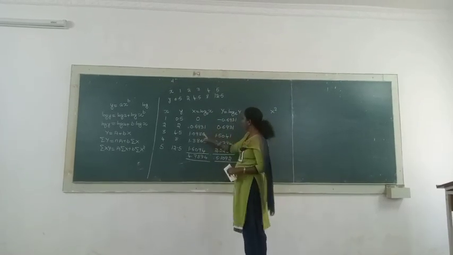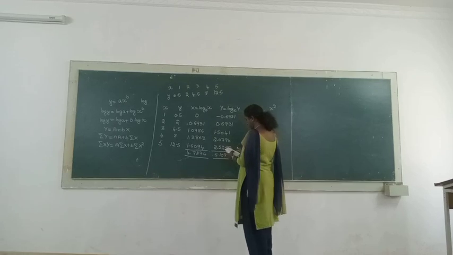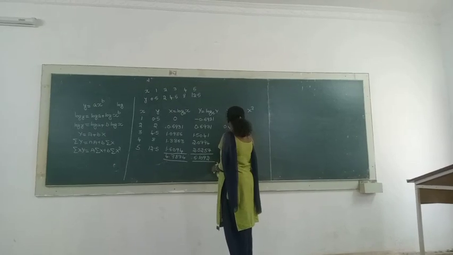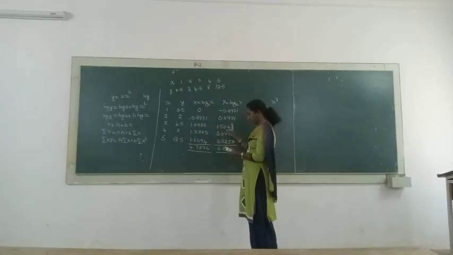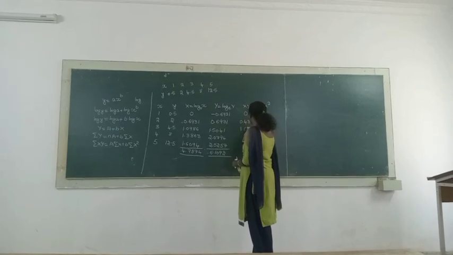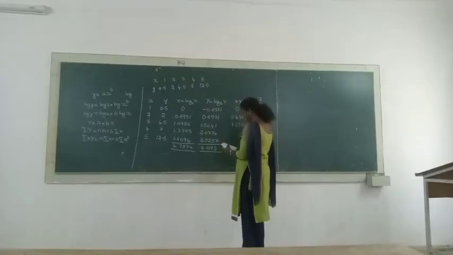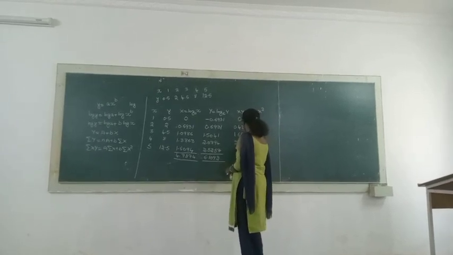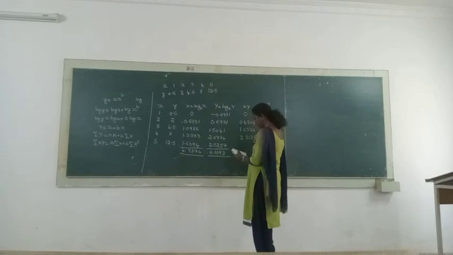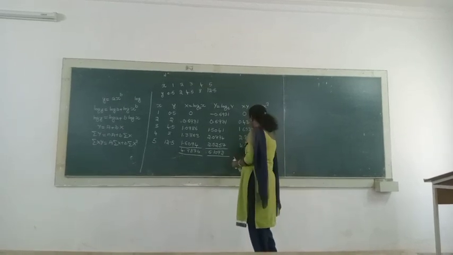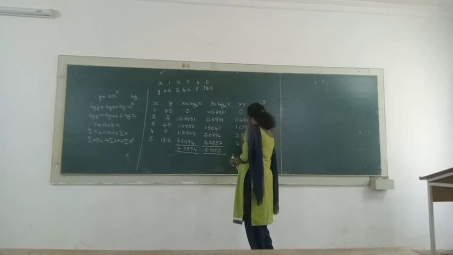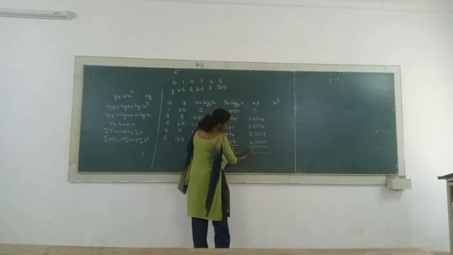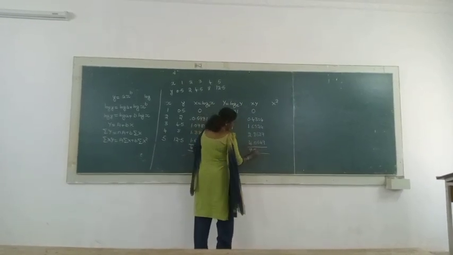Next we should find the product of these two. This is going to be 0 for the first row, then minus 0.6931 into 0.6931 is minus 0.4804. The product of the next two terms is 0.6931 into 1.0986, and so on. The remaining products are 1.6524, 2.8827 and 4.0649, and we get the summation of X into Y value as 9.0804.